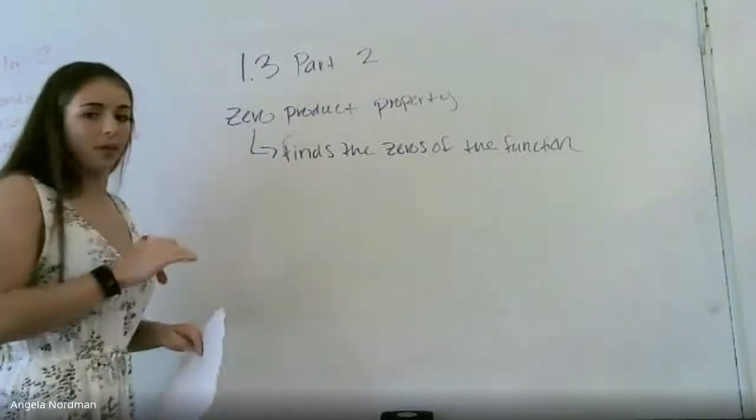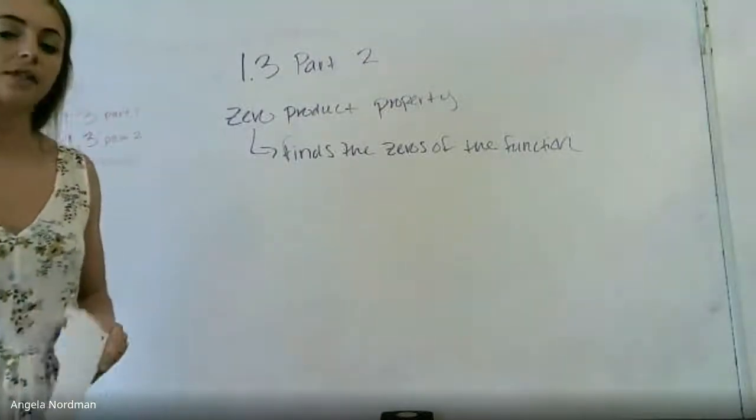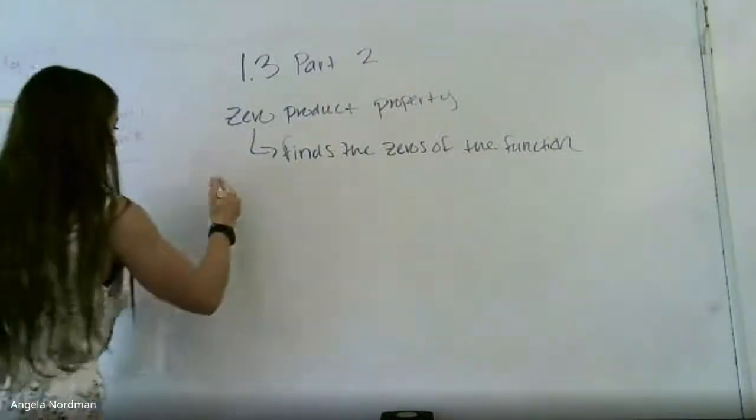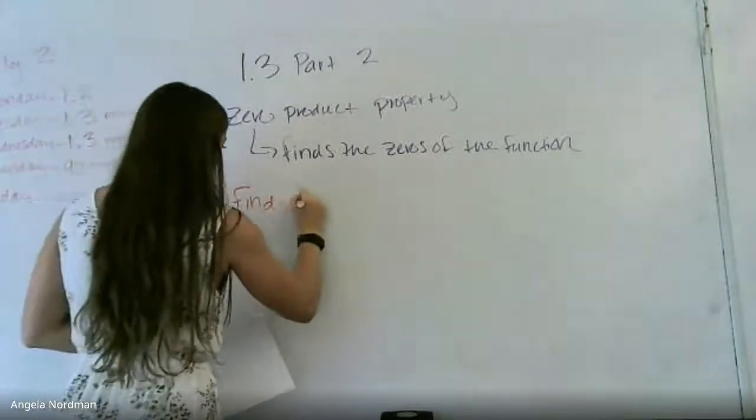So we're going to do an example then, using the zero product property in factoring to find the zeros of a function. Okay, so your directions would literally be find the zeros of the function.